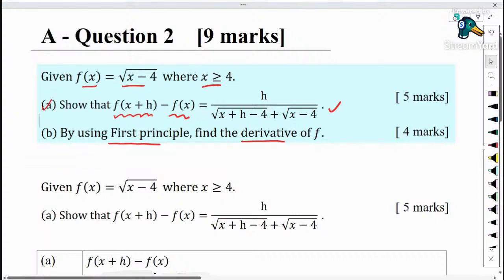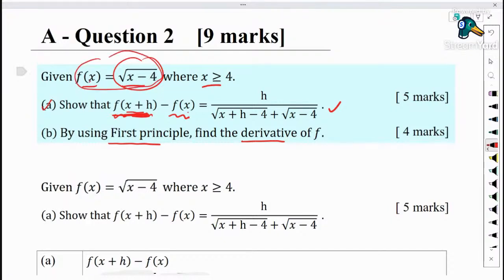First of all, you need to be very clear: what is actually referred to by f(x+h)? Because f(x) is just this one, this is f(x). What is f(x+h)? The idea is, if I refer to the function of f(x), all the x terms there I convert into empty brackets.